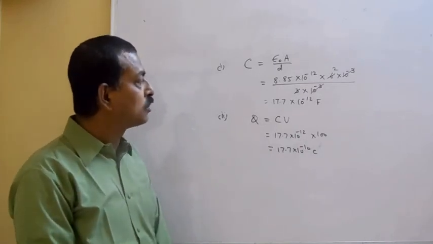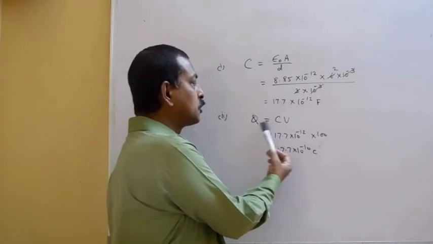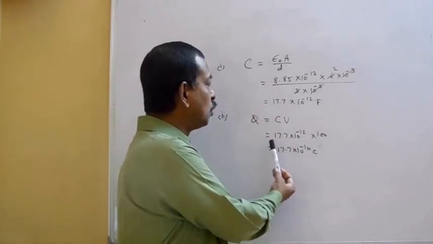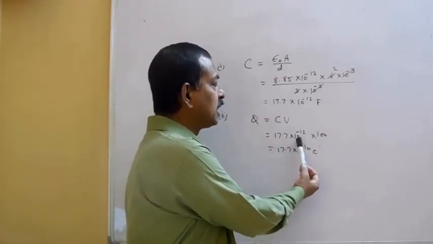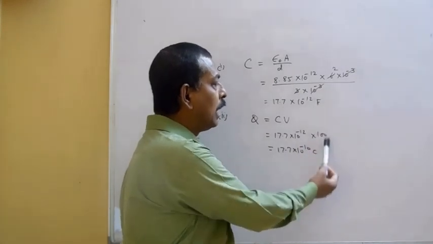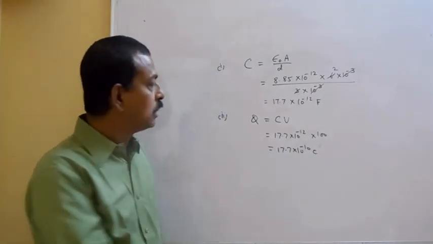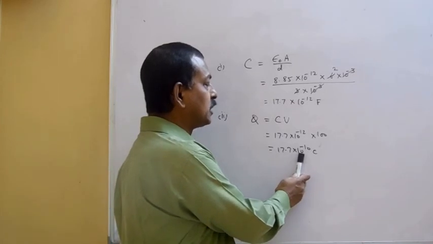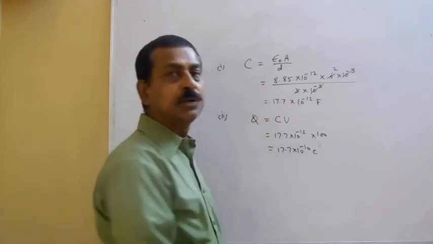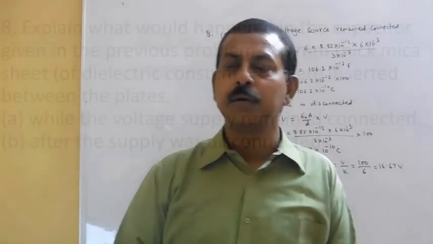For finding the charge on the plates of the capacitor, we have the formula Q equals CV. So it is 17.7 into 10 to the power minus 12 and the potential difference is 100 volt. So finally it will be 17.7 into 10 to the power minus 10 coulomb. Let's take question number 8.